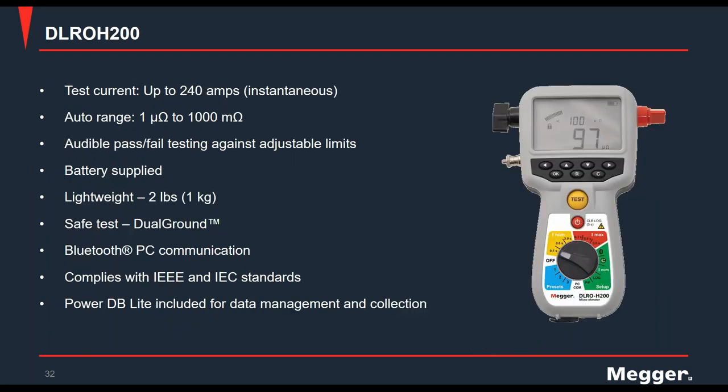If you move on further to the DLRO H200, this device is a lightweight, handheld instrument that can support instantaneous current up to 240 amps. This auto ranges from about 1 microohm to 1,000 milliohm. It has audible indication for pass/fail during a test. It is battery supplied and lightweight, weighing 2 pounds. It can be specifically used sometimes for dual ground. It has Bluetooth PC communication, and it complies with the latest IEEE and IEC standards. And if you want data management systems, PowerDB Lite is included so that you can have data management and collection.